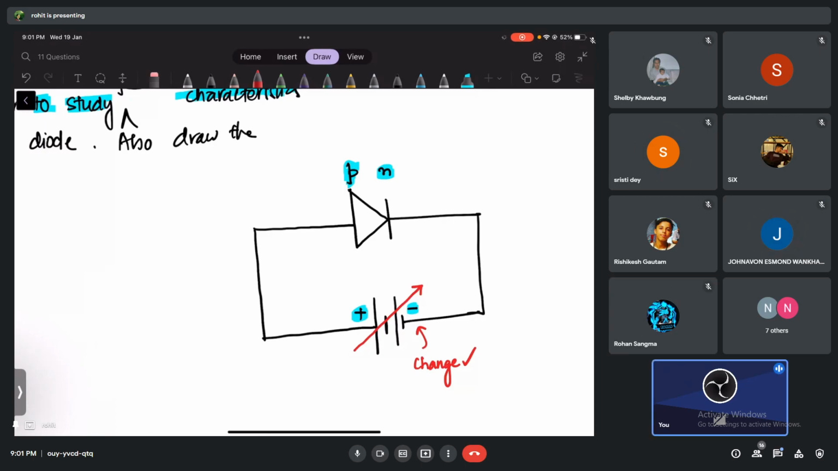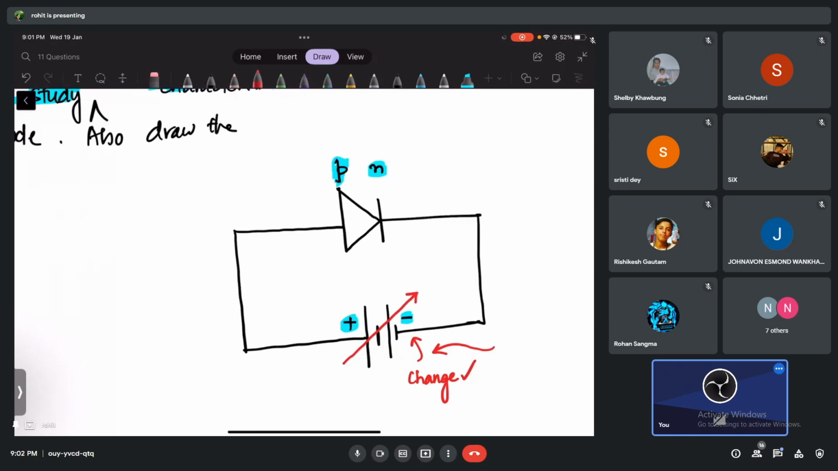What do you think, if I change this battery, will the current pass or not? If you remember, the direction of current will be from where to where, guys? From P towards N. In forward direction it is going to be from P towards N. That's the direction of current. Even the electron current and the hole current will be in this direction in forward biasing. So I'm showing you current.